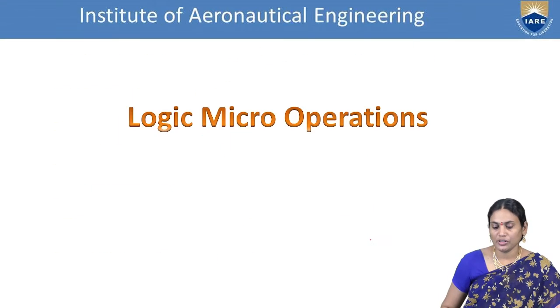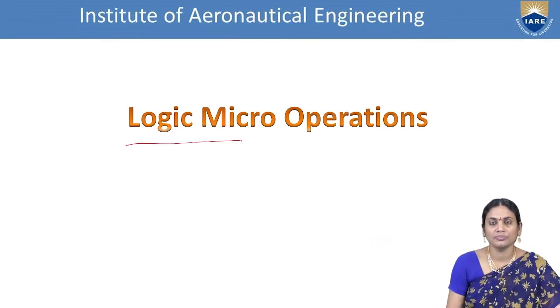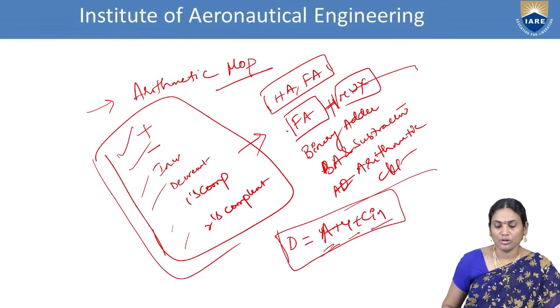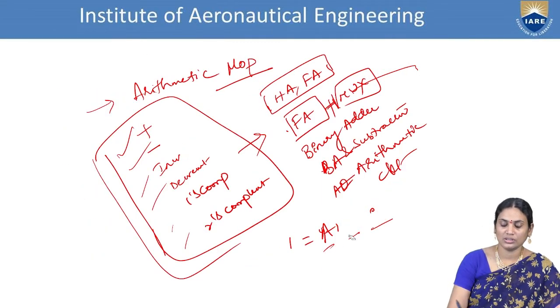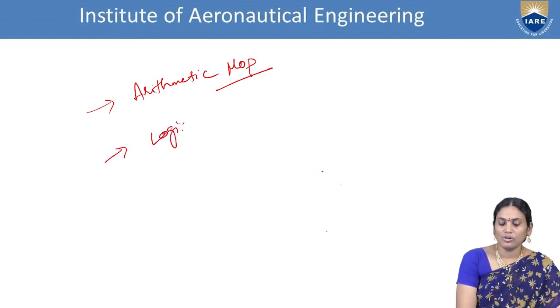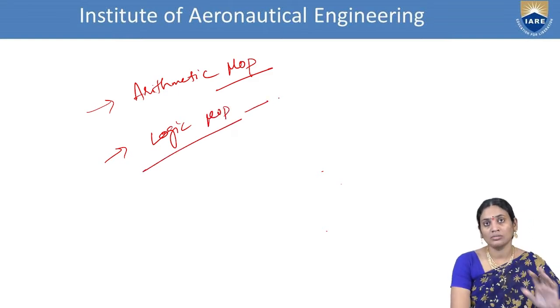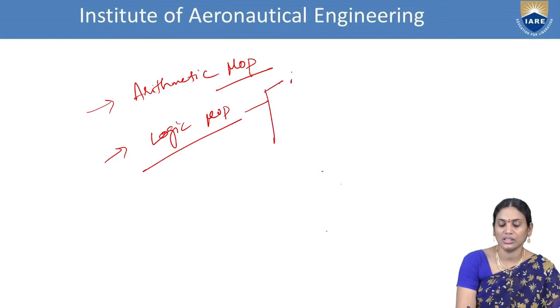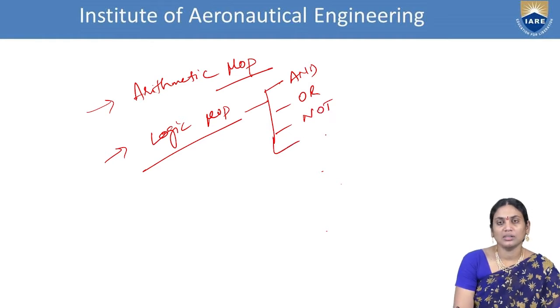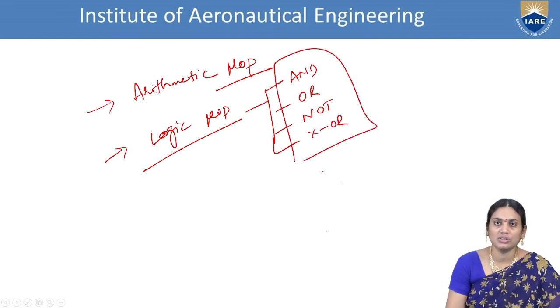Now, in today's session, we are going to discuss logic micro operations. In the context of logic micro operations, we are handling the information based on the basic operations of logic: AND, OR, NOT. In some cases, we are performing exclusive OR. So these are the four basic logic gates we'll be using to handle the operations of all the logic expressions.